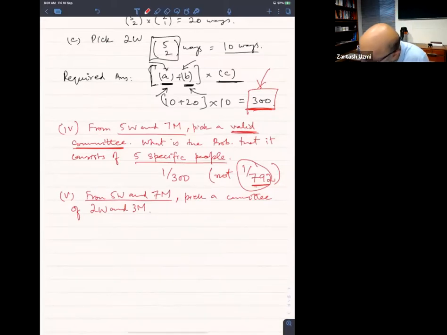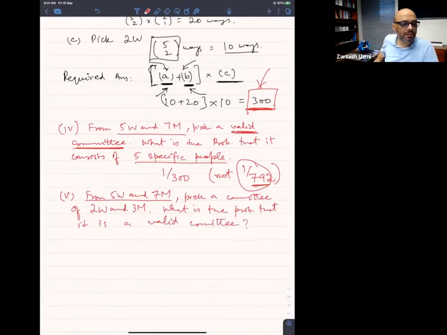Okay. Now, my question is that what is the probability that it is a valid committee? Answers in the chat window. What is the probability that it is a valid committee? Answers in the chat window.